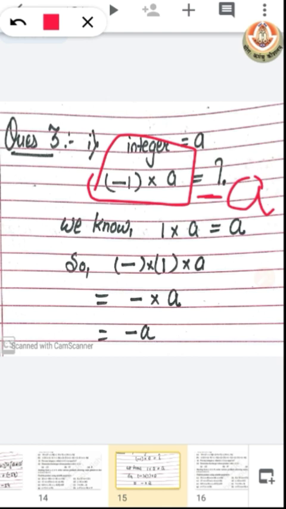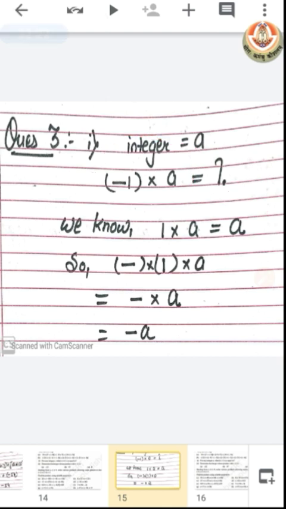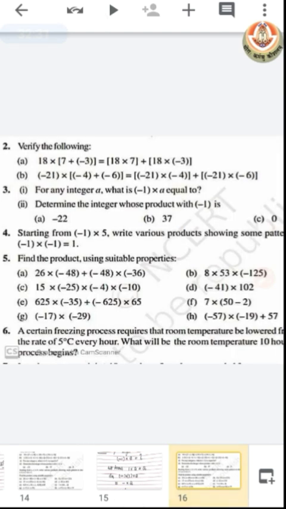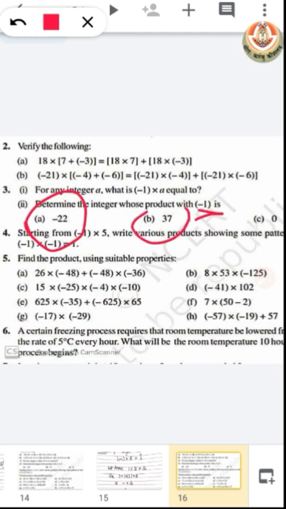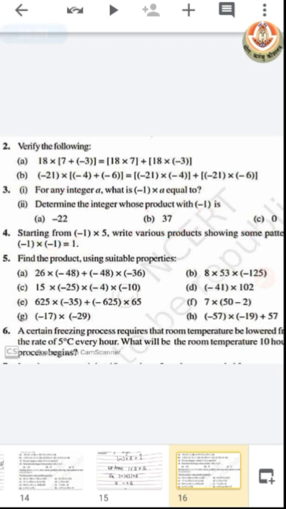Okay, it is an easy question. Let's move on to the second part. Determine the integer whose product with minus 1 is this, and this. This has 3 parts. So we have to determine by which number we multiply minus 1 to get the answer minus 2 for the first part, 37 for the B part, and 0 for the C part. Let's check.